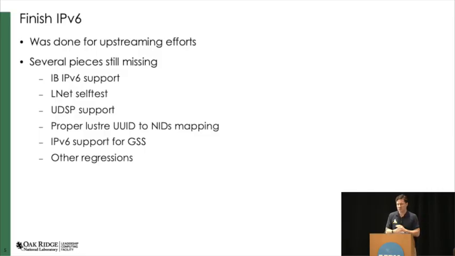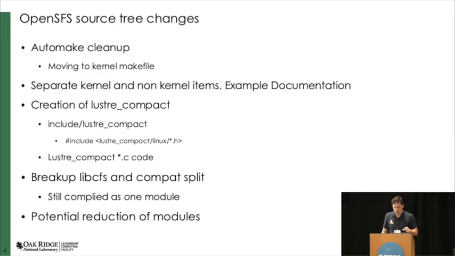And GSS has been neglected for IP version 6, though if we use SSK keys, that makes it a little easier. And there are a couple other regressions that show up, like NID ranges. Some people want NID ranges for everything, so we have to do that, but also support netmask. So those are the things we're going to finish up, and that's what I'm going to be focusing on for the next several months.